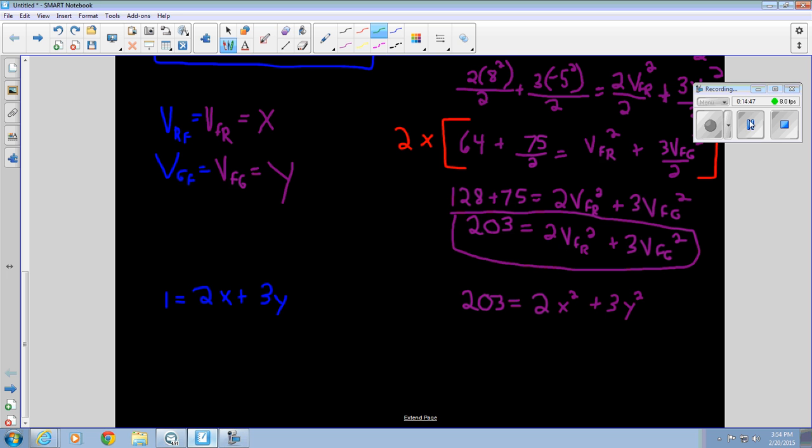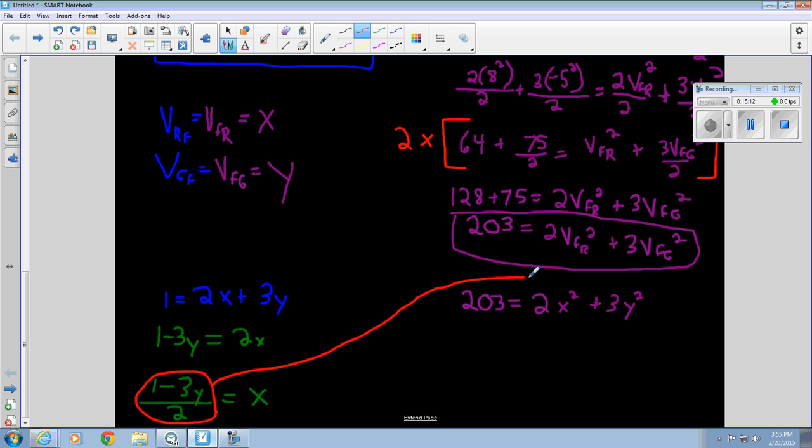Subtract 3y over to the other side, and then we'll divide by 2 from both sides. So we have x equals (1 minus 3y) over 2. So we take this entire thing, and we're going to plug it in for x over here.